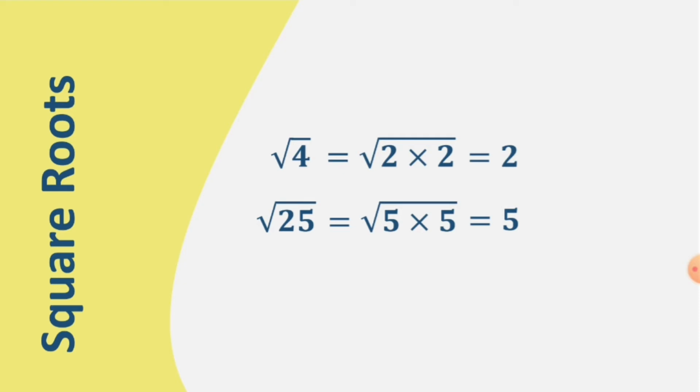Now, can you find out the square root of 49? Yup, the answer is 7. We already know that 7 times 7 is equal to 49. So the square root of 49 is the same as the square root of 7 times 7. Thus, we will get 7 as the result.